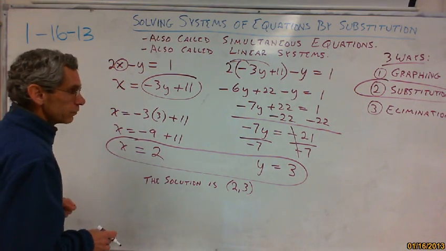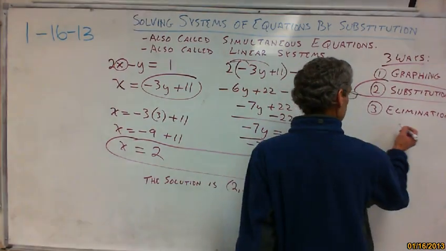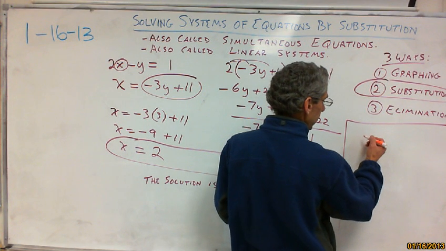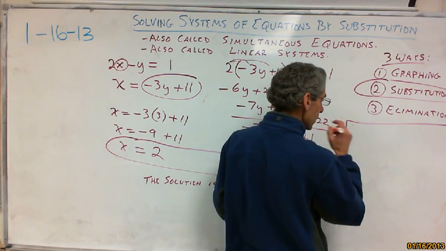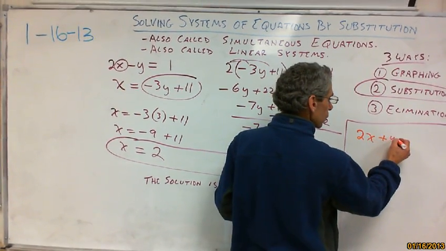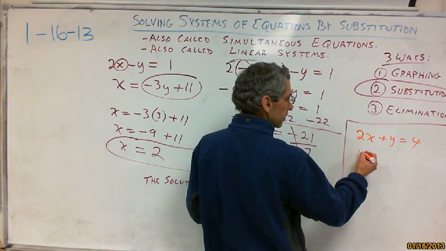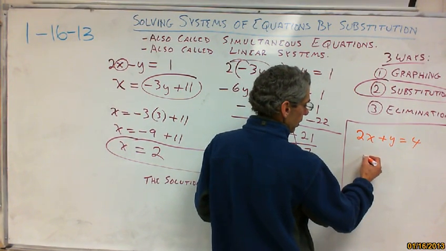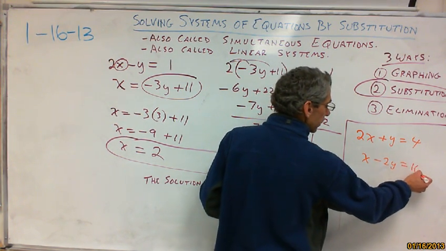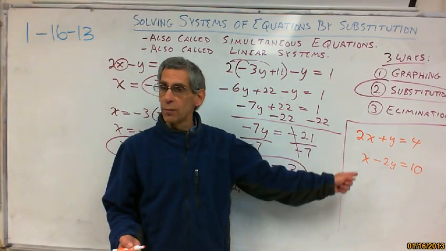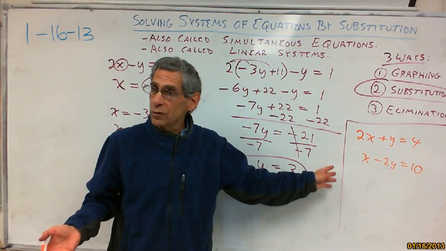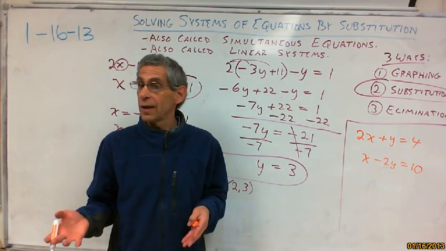Now what if, I'm going to come over here for a second. In fact, I'm going to use a different color. Let's say I gave you two equations: 2x plus y equals 4 and x minus 2y equals 10. Let's say those were the problems. We're not going to do this. But none of them say x equals or y equals. But could you make one of them say x equals or y equals?